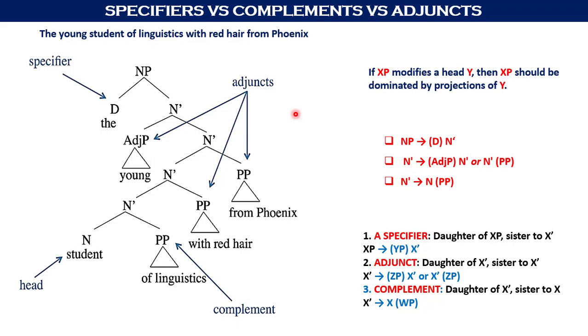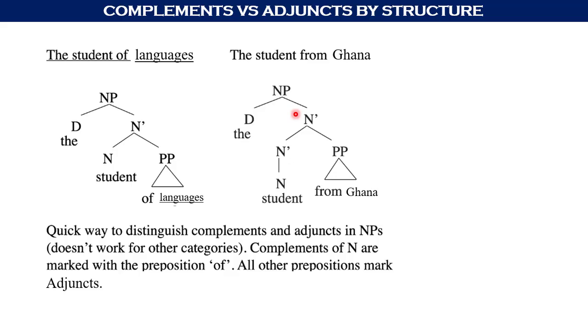How do you distinguish complements from adjuncts? Let us see. Now consider this sentence: the students of languages and the students from Ghana. We have one modifier in each noun phrase. Of languages qualifies the student, and then in the second one, from Ghana, also qualifies the student. But which of them is the complement and which of them is the adjunct? If we find the one that is the complement, it will help us to draw a correct tree. And if we find the one that is an adjunct, it will also help us to draw the correct tree.